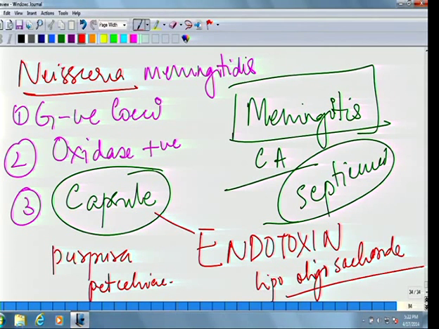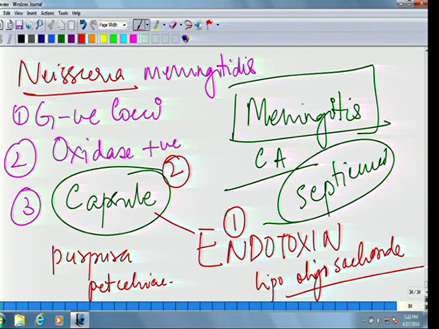Okay, so remember the epidemiology, the typical setting, the most important virulence factor is endotoxin, then of course the capsule, and the other characteristics, that it is gram-negative cocci and it is oxidase positive, causing meningitis and septicemia.